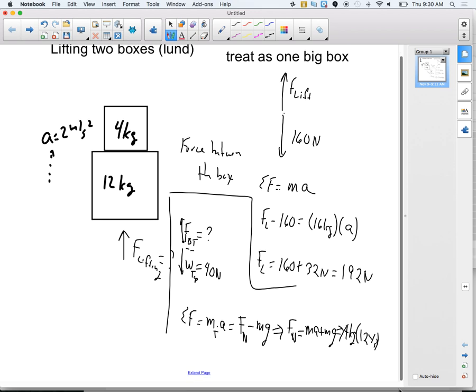Did they mess it up? 2 meters per second squared plus the 10 meters per second squared from gravity would be 12, right? 2 plus 10 is 12. So that gives me a force of 48 newtons from the top block being pushed by the bottom block.